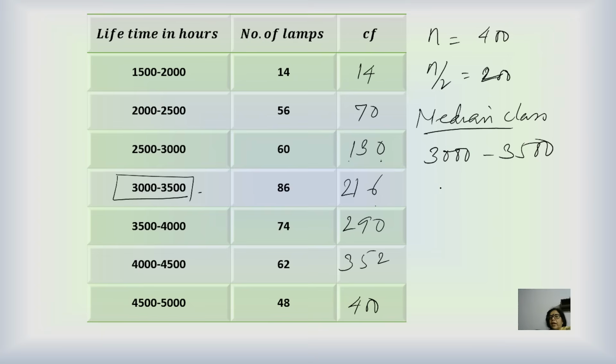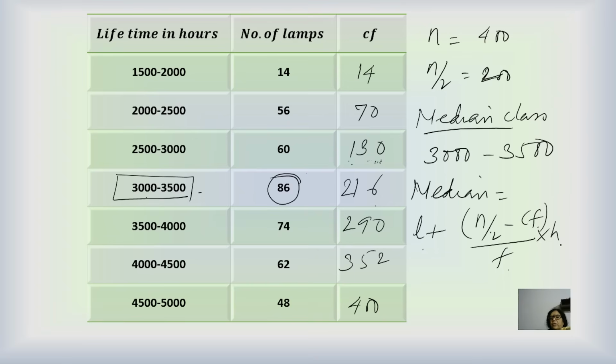Then the formula that we have for the median is given by: median is equal to L plus (n by 2 minus CF) by f into h. Now what are these terms? Let us understand that first. L is the lower limit of the median class. So here it will be 3000. N by 2 is 200. Cumulative frequency here is the cumulative frequency of the class preceding the median class, that is 130. Then f is the frequency of the median class, that is 86. h represents the class interval. Class interval is 500.